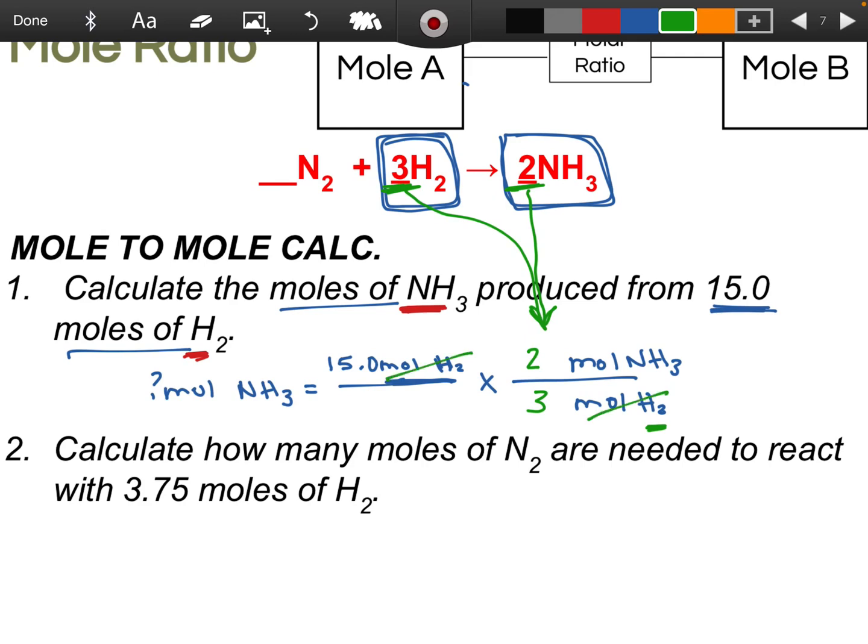Moles of H2 cancels out with moles of H2. You're left with moles of NH3. So then you do the same thing. You multiply the numbers across the top, divide by the numbers along the bottom. So 15.0 times 2 is 30.0. Divided by 3 would be 10.0 moles of NH3. So if you started with 15 moles of hydrogen, you would produce 10 moles of NH3.